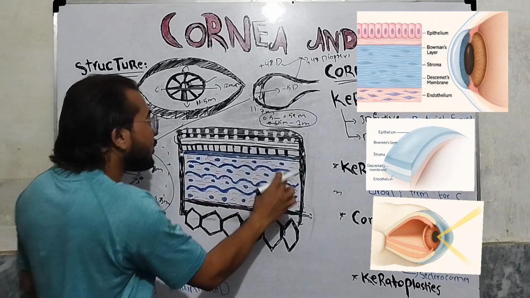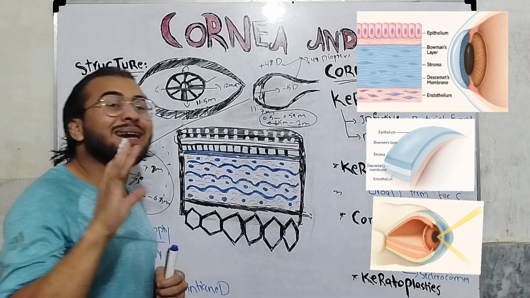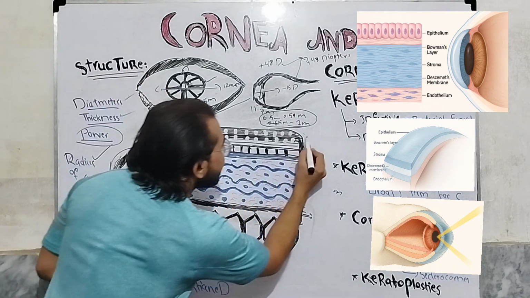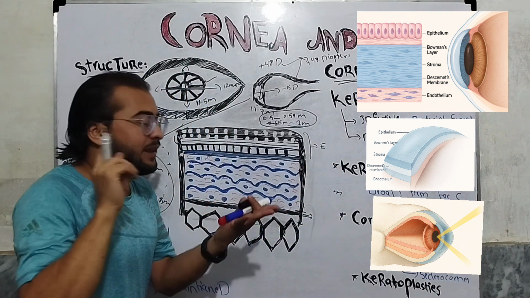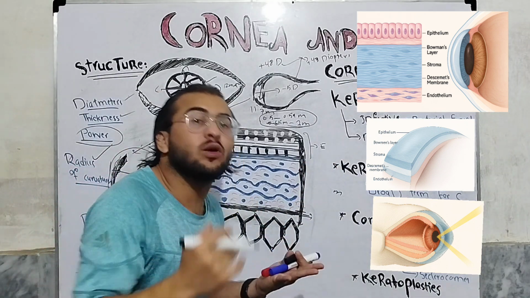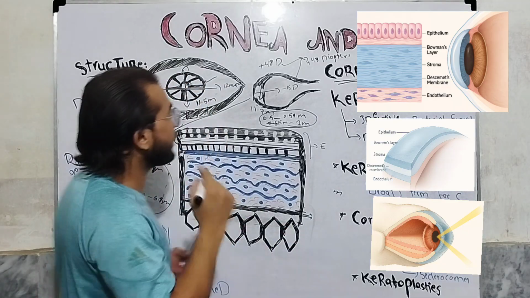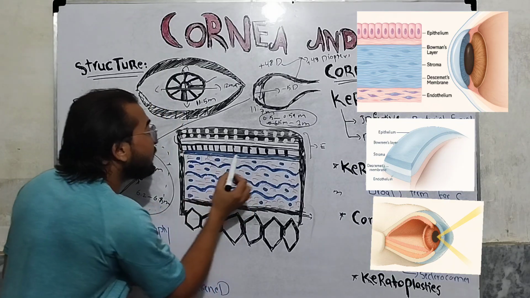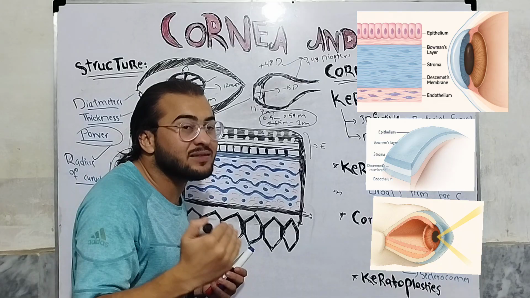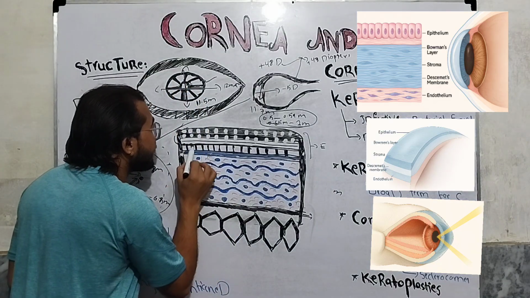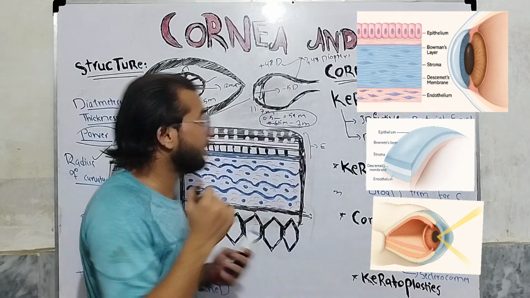Now we should also understand the histological structure of the cornea. Cornea is made up of mainly 5 layers. The first layer is the epithelium. This epithelium is a non-keratinized stratified squamous epithelium made up of about 5 to 7 layers of cells. The first layer is mainly a basal cell layer. It is a single layer of basal cells which are columnar in nature.